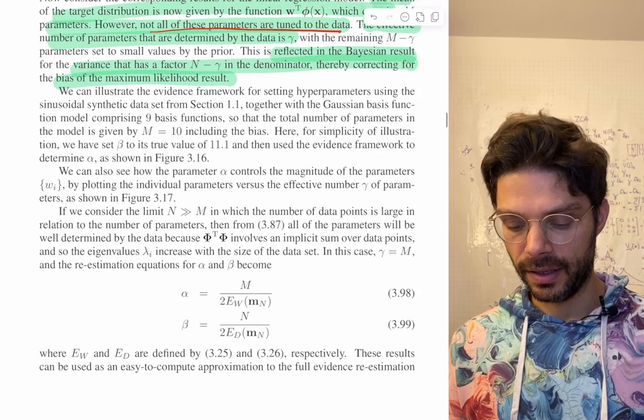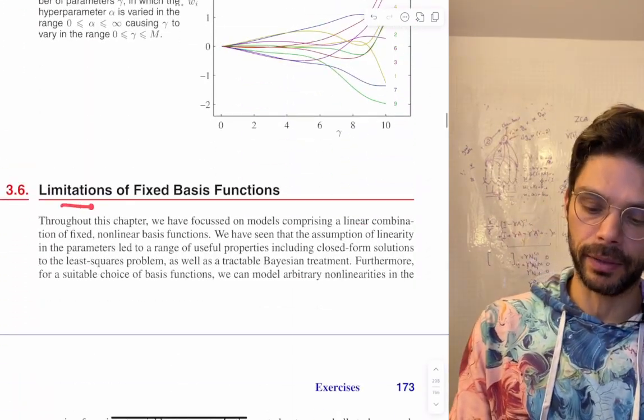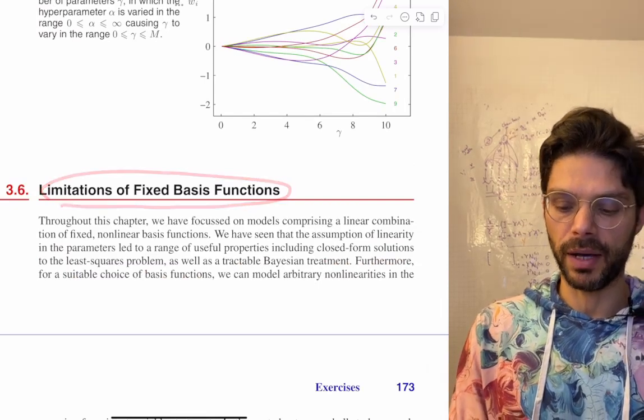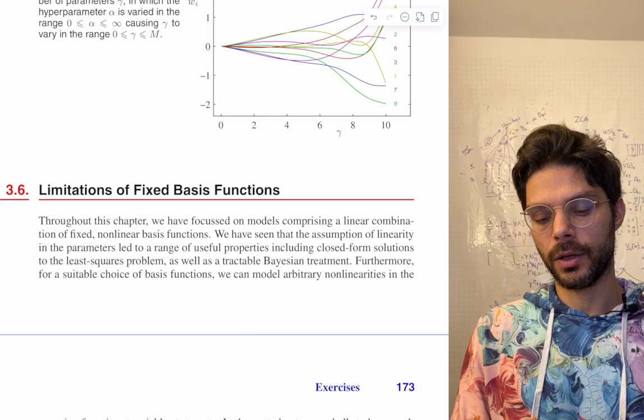Okay, so I think that's the end of that. And in the very next section, we're going to talk very briefly about limitations of fixed basis functions, and then just wrap up the chapter.